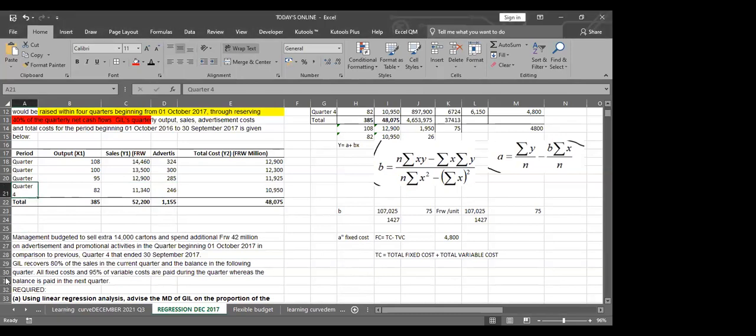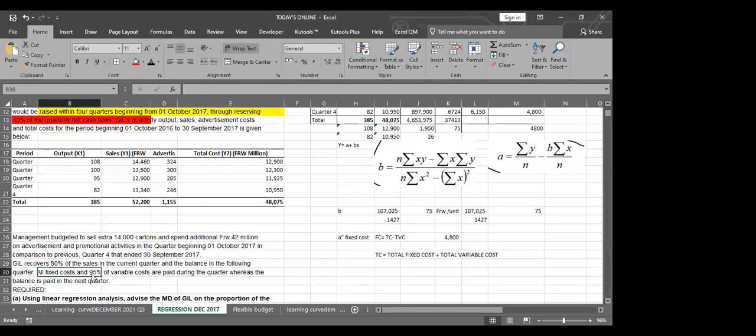Then Gear recovers. Just a minute. Gear recovers, as you may see here, 80% of the sales in the current quarter and the balance in the following quarter. So 80% of the sales will be collected in the first quarter. That is the cash. And 20% in the next quarter. All fixed cost, that's why I separated fixed and variable cost.